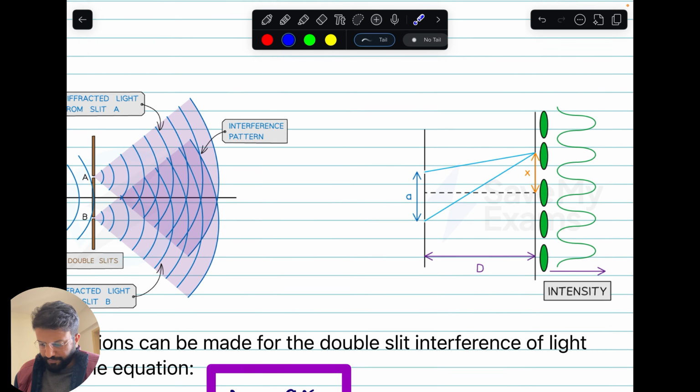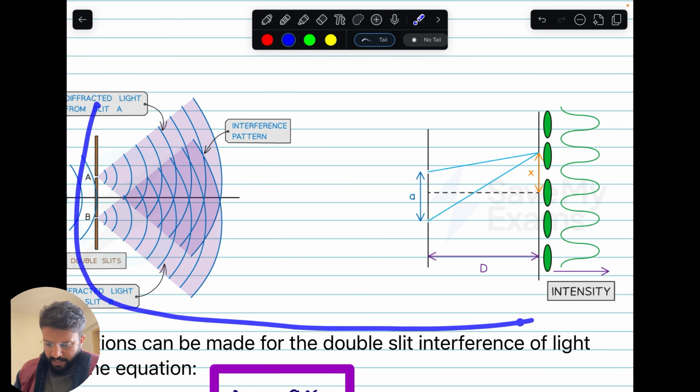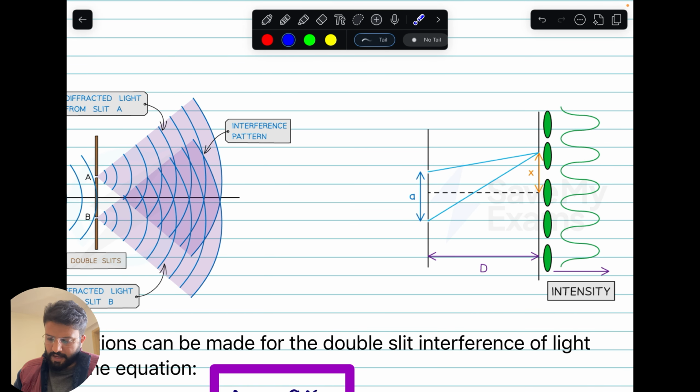This is the diagram, and you can relate this to it. These are the slits A and B. The separation between the slits is called a, and the height of the fringe from the central maxima is called x. And this is the screen.